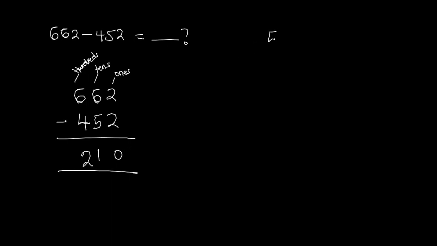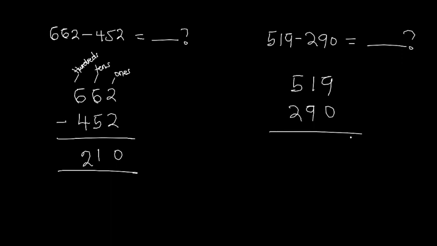So we have 519 minus 290. What is going to be our answer over here? So we do the exact same thing. We have 519, then we have 290. We bring our subtraction sign over here. So we start by subtracting the ones column as usual. So I have 9 minus 0. I have 9 oranges. Nothing has been taken out of it. So I still have 9 oranges left for my ones column.